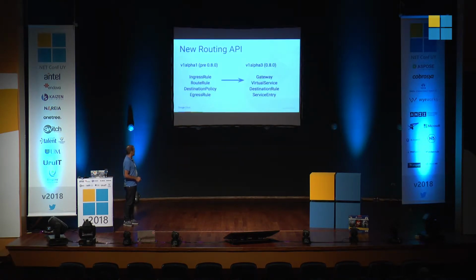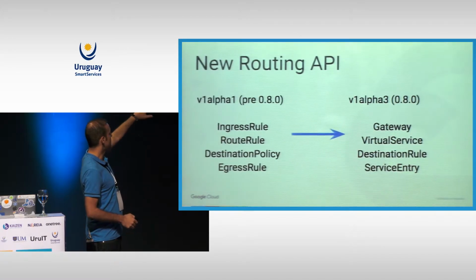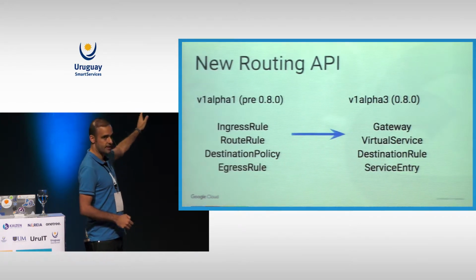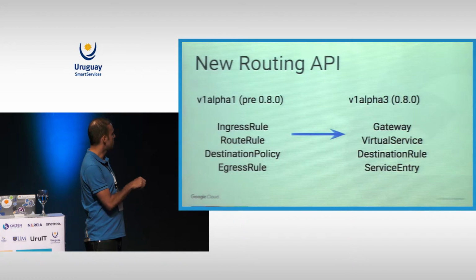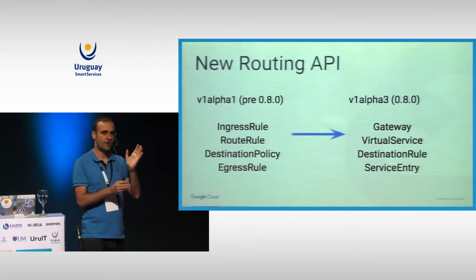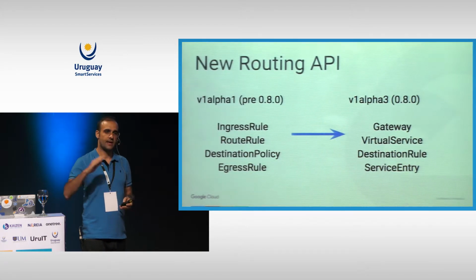We already talked about gateway and virtual service. By the way, these things used to be called different things. If you used Istio before 1.0, they were called ingress rule, route rule, and things like that, but these are the new names. Destination rule is basically rules that you can apply after the traffic gets to your service. And service entry is the rules that you can apply at the edge.